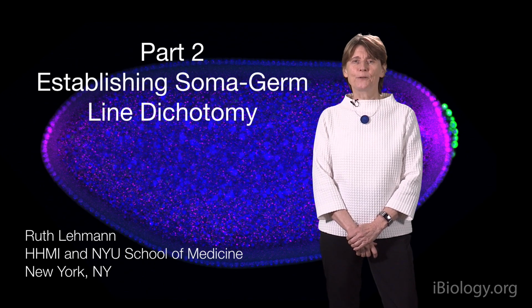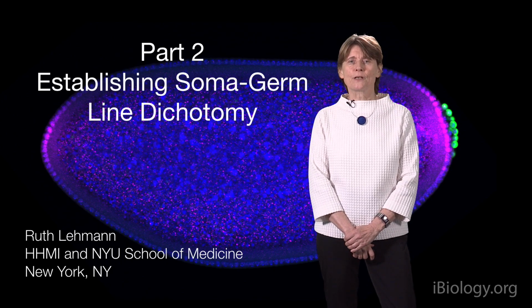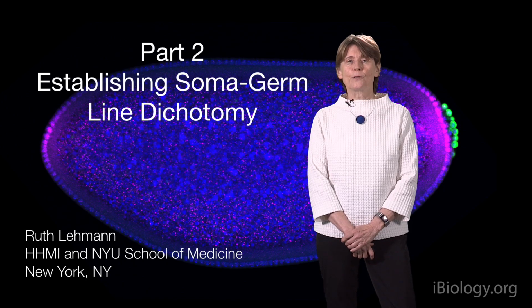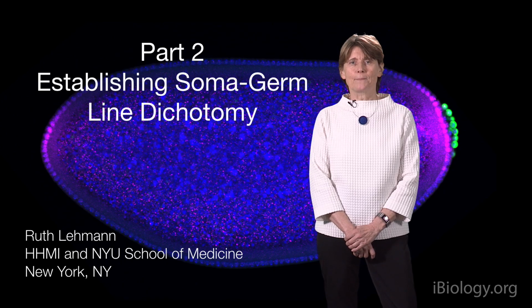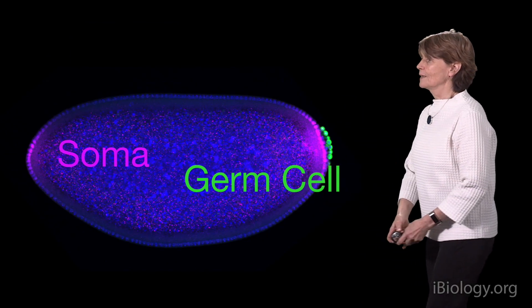This is part 2 of telling you about the germline. In this part, I will focus on how germ cells, which make egg and sperm, become so different from the soma, which makes the rest of the body. So let's look at this question.